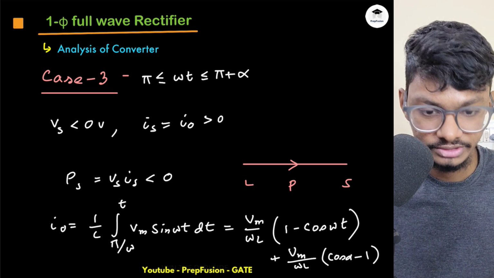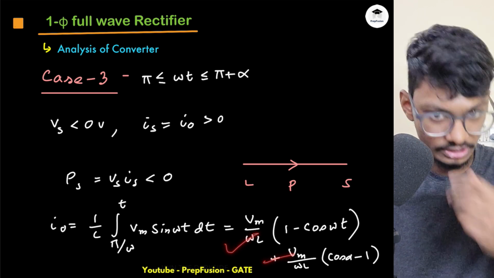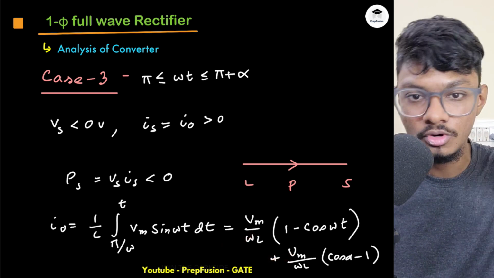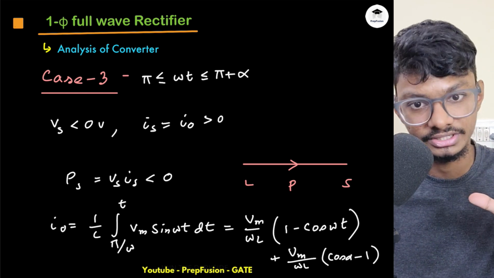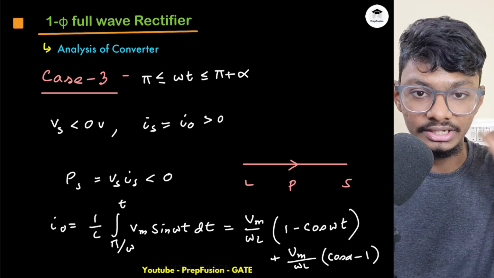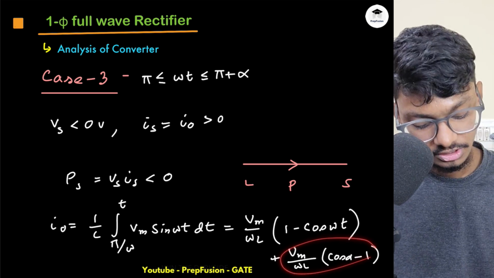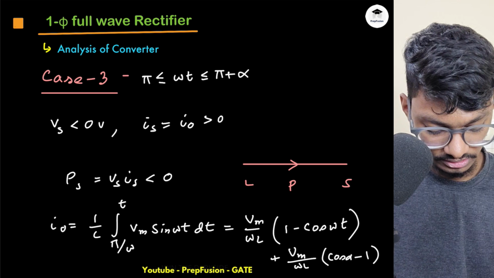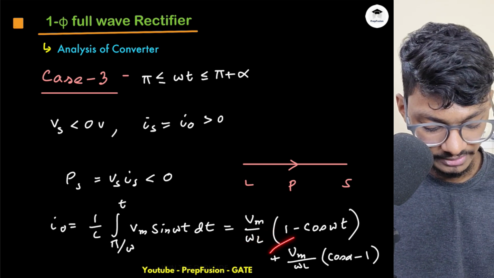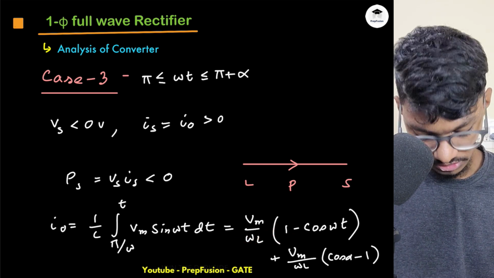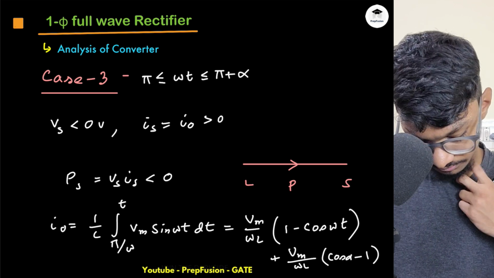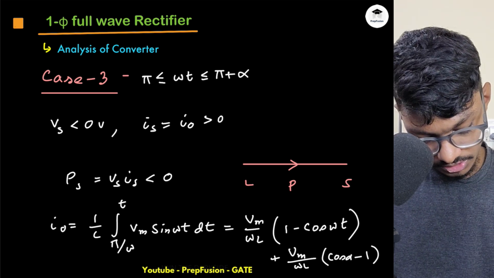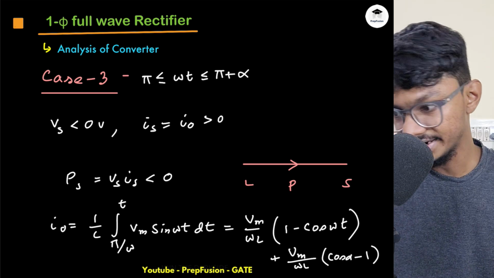So why did I do this? To actually write the correct expression. Because whenever you do the indefinite integration, you get a constant of integration that is defined by the initial condition. So the initial condition was this. Now if I put pi plus alpha here, omega t equal to pi plus alpha gives minus cos alpha.